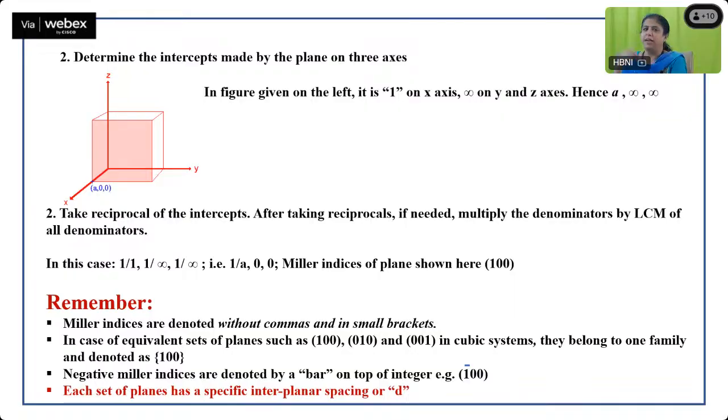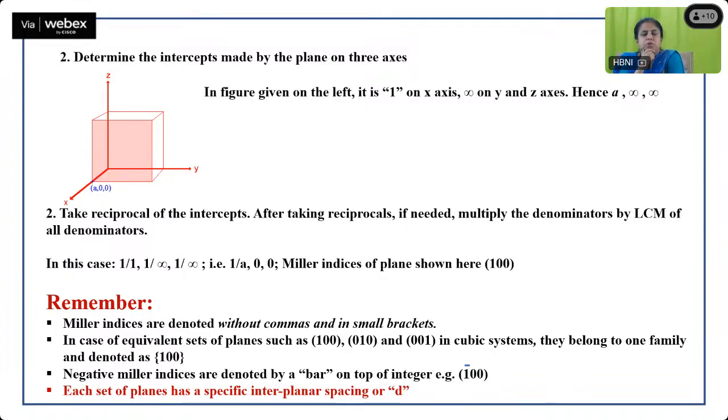Okay. So again, I just kind of forgot to tell you that when you denote the Miller indices, they are denoted without any comma and in small brackets, the way it is shown here. And when you are trying to denote the family of planes, then you denote it like this with curly brackets, without any comma.